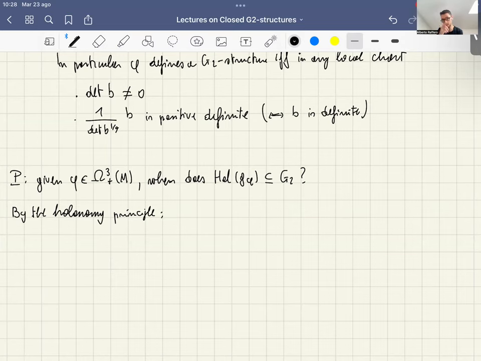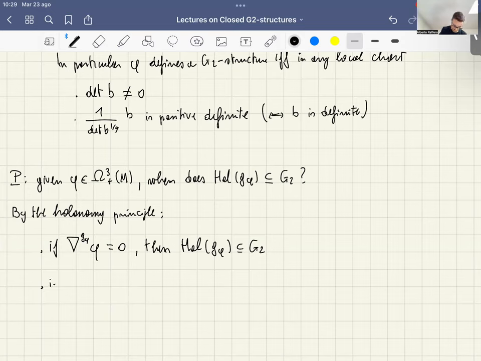That we mentioned yesterday and you also met last week, to observe that if phi, the three form phi, is parallel with respect to the Levi-Civita connection of the induced metric. So let me denote by nabla g phi the Levi-Civita connection induced by the metric g phi. And if the three form phi is parallel with respect to the Levi-Civita connection, then the holonomy principle tells you that the holonomy group of the Riemannian metric g phi has to be a subgroup of G2.